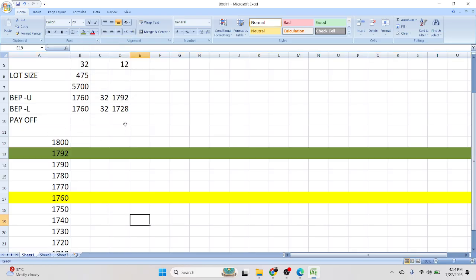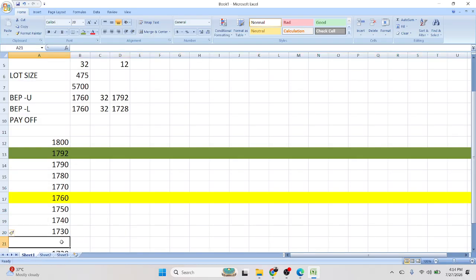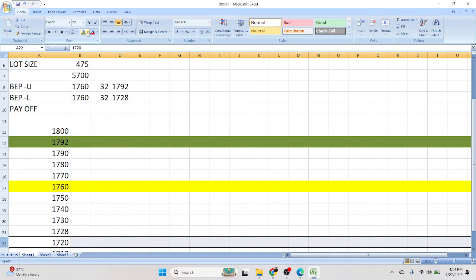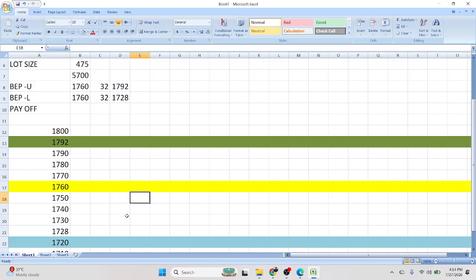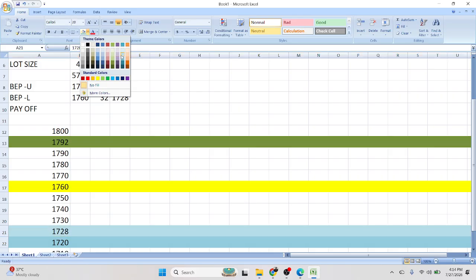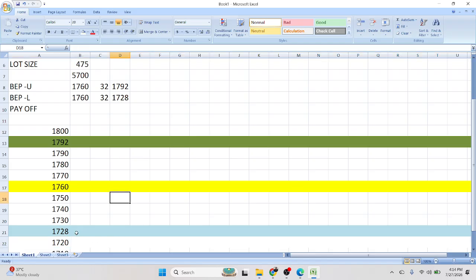And on the lower side, this is my break even point. So if the market remains in this area, then we can make at least some profit. And if the market crosses this area, then we have to bear unlimited loss. So this would be my break even point. This is my break even point, and this is my break even point.